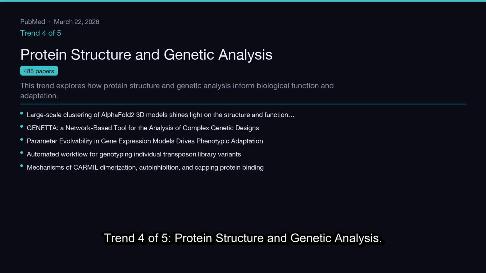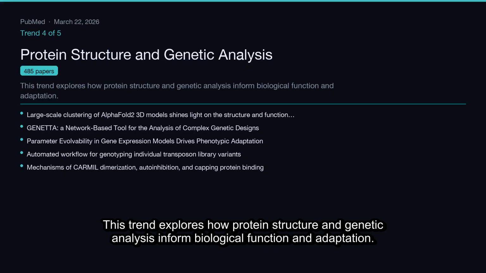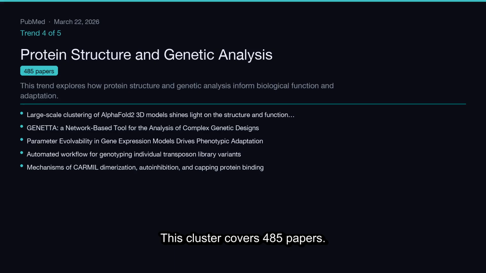Trend 4 of 5. Protein structure and genetic analysis. This trend explores how protein structure and genetic analysis inform biological function and adaptation. This cluster covers 485 papers.